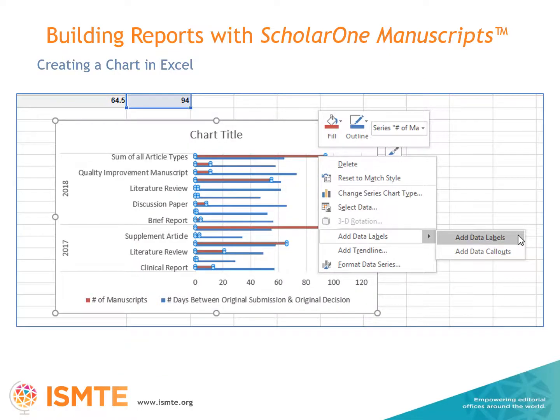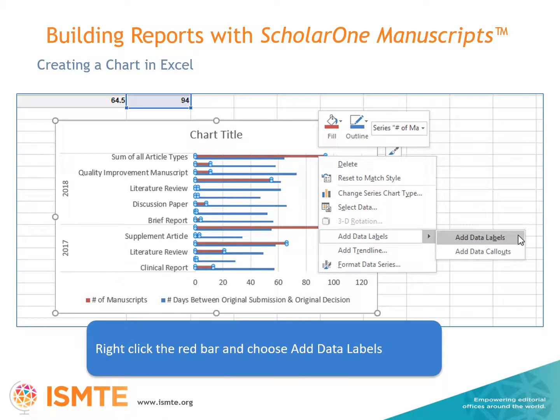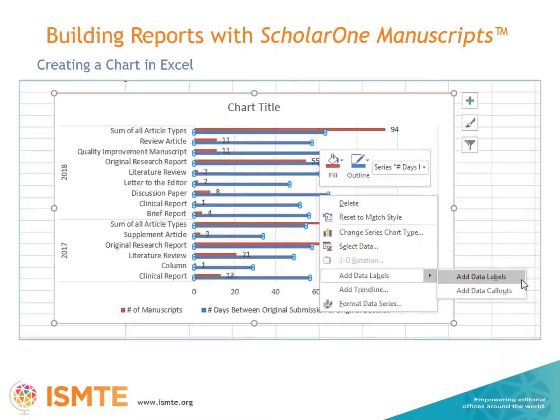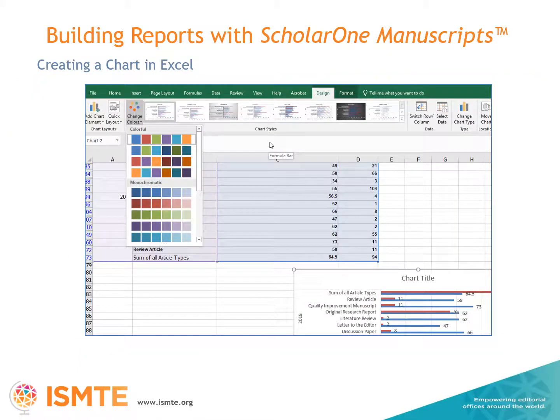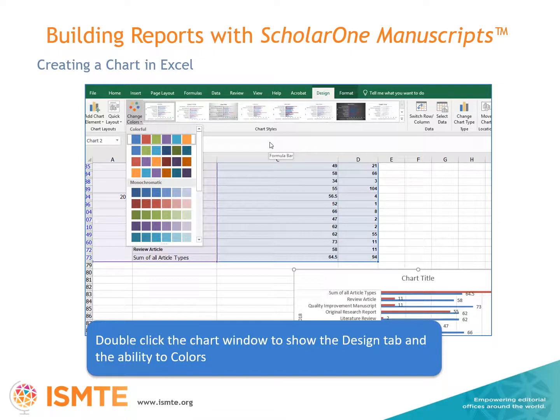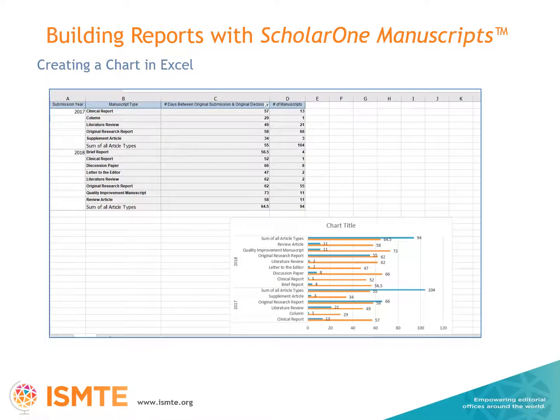To add the values into your report from your table, you're going to need to right-click on a red bar and choose Add Data Labels. You'll then also choose the blue bar and right-click and choose Add Data Labels. Double-click on the chart area so that you can see the option to change colors at the top of the screen. You will now have a finished report that you can save.